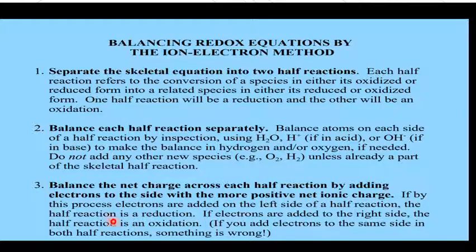Okay, so if by this process electrons are added on the left side of a half reaction, it is a reduction. If the electrons are added to the right side, the half reaction is an oxidation. If you add electrons to the same side in both half reactions, then it means something is wrong, or you are not proceeding with the correct method.